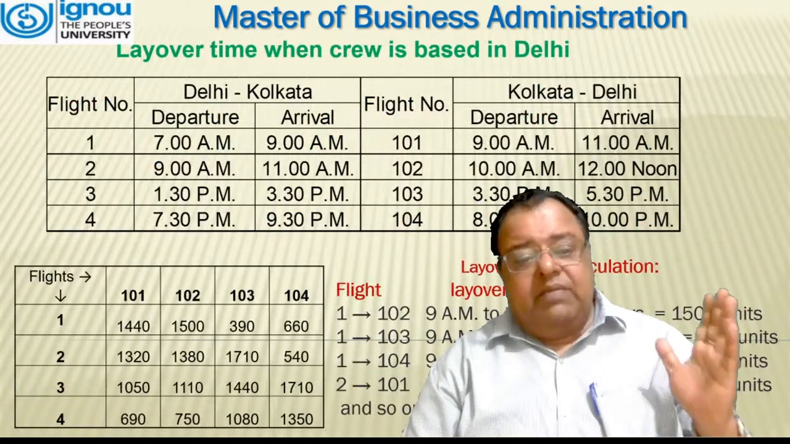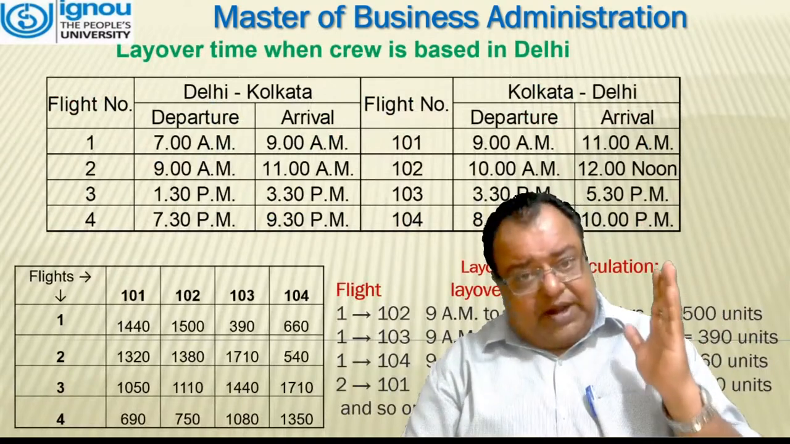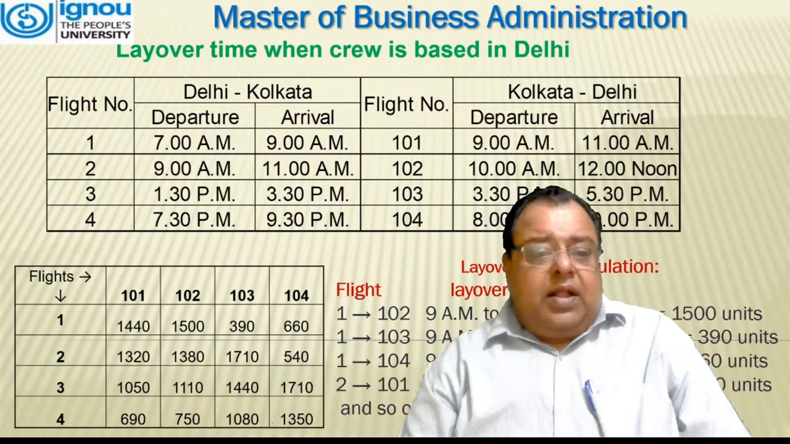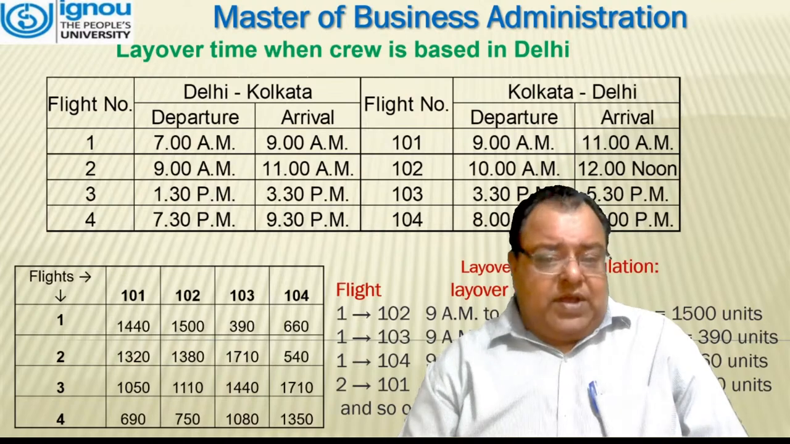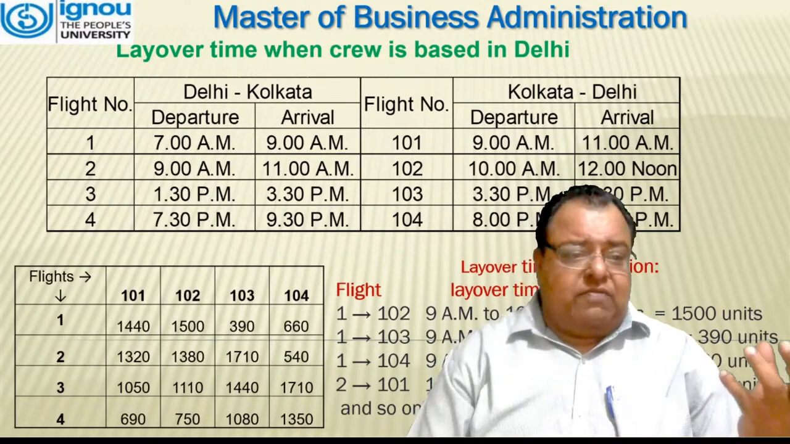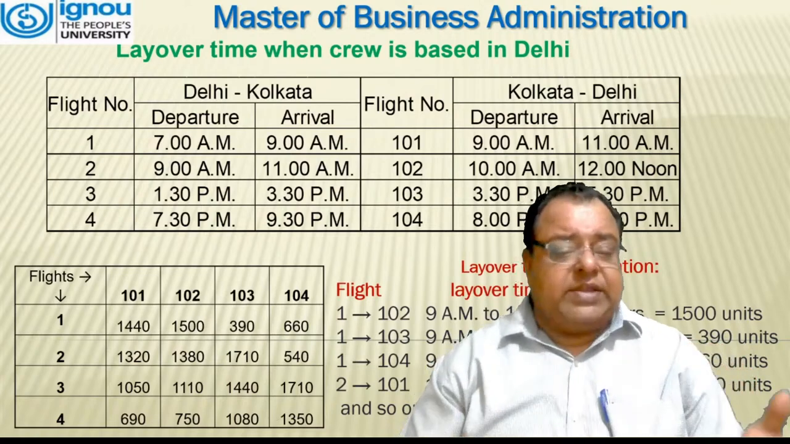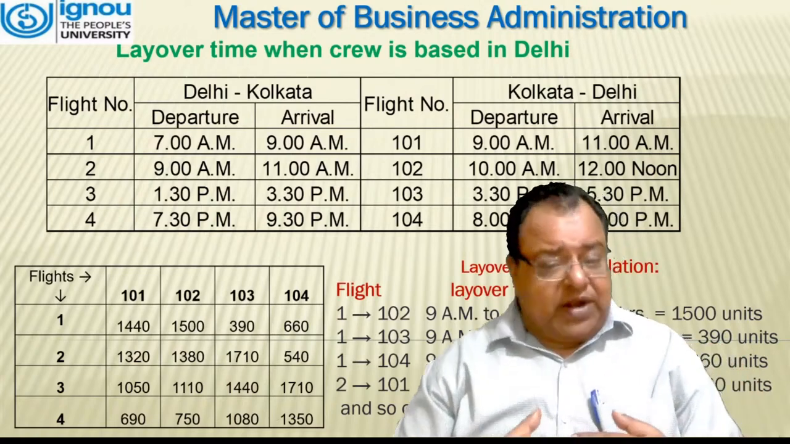Now, we are talking for the layover period from Delhi to Kolkata. The original time which is given to us for flight 1, 2, and 3 on the left side of the screen, that time has been converted into a layover time.